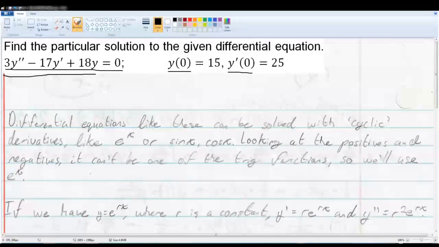So basically, for differential equations like this, we're looking for something with cyclic derivatives. So that's e to the x or sine x or cosine x. But if you look, we have positive, negative, positive, and as you know, with sine and cosine, it's every 2 that swaps the sign, not every 1. So it can't be sine or cosine. So as we already know, it's e to the x. And in particular, it's e to the rx, where r is a constant.